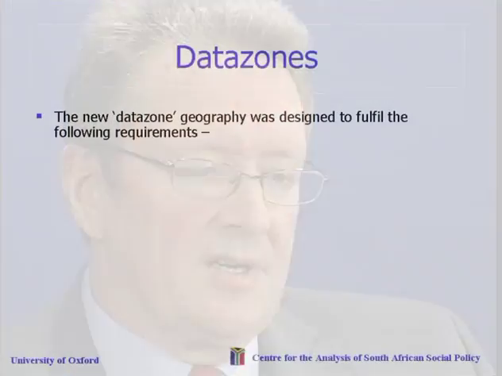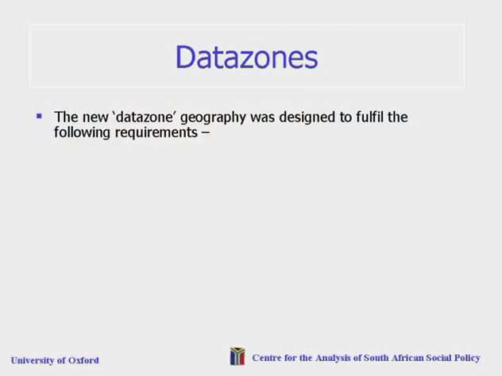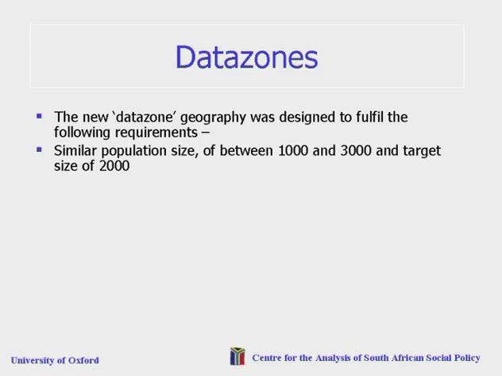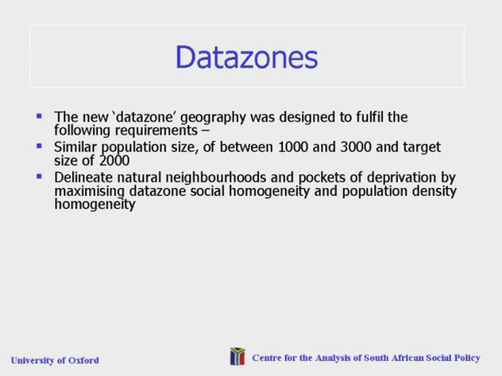Now, data zones were designed to fulfil the following requirements, basically. We wanted similar population size across the country of between 1,000 and 3,000, with a target population of 2,000. We wanted to delineate as much as possible natural neighbourhoods and allow pockets of deprivation to be identified. We wanted to maximise on social homogeneity and population density. And we did this by a sophisticated GIS program that took into account these factors.